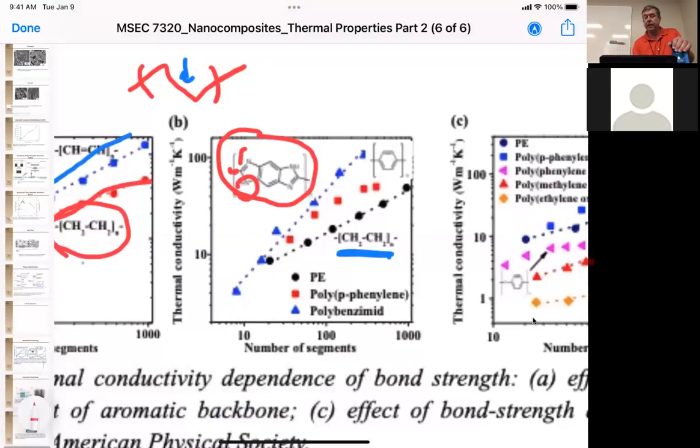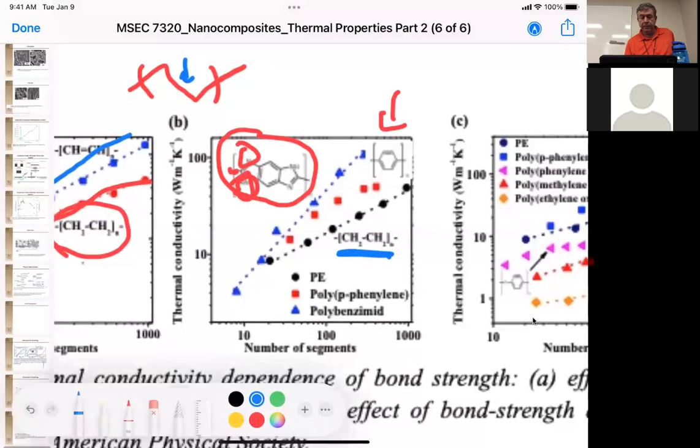Nitrogens with hydrogens on them, yeah. There's a nitrogen without a hydrogen, a nitrogen with a hydrogen, so it can hydrogen bond in between chains, okay? And then there's polyparaphenylene, which is a rigid polymer, but it is not hydrogen bonding, okay? So let's look at the curves here.